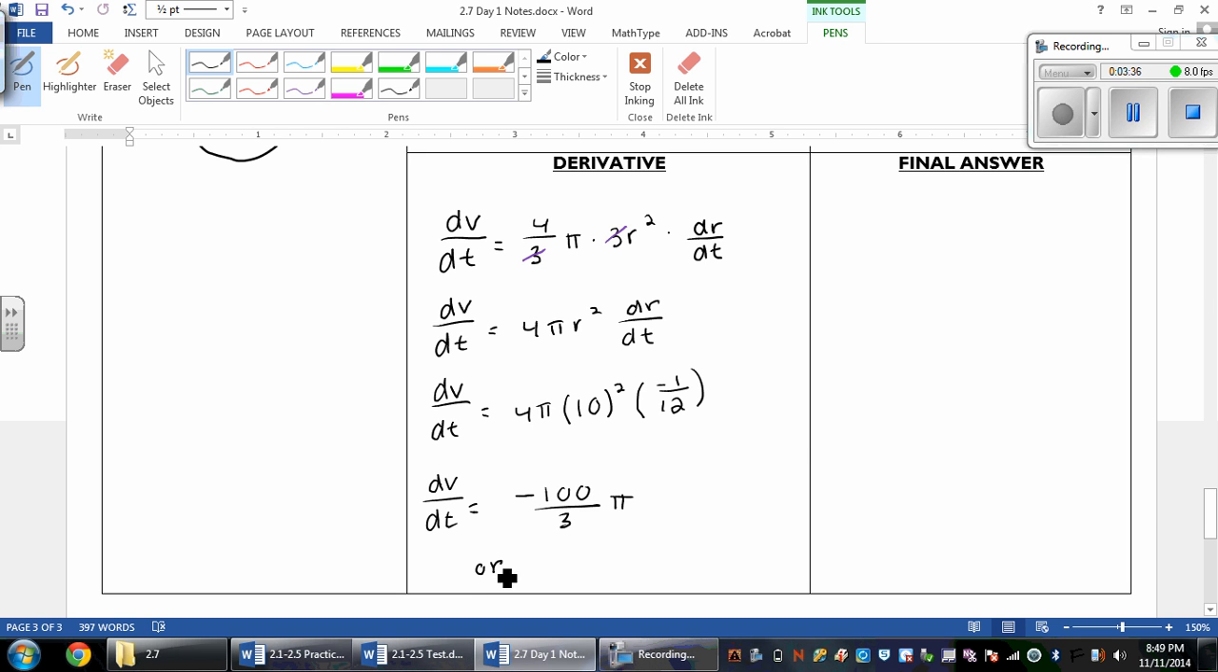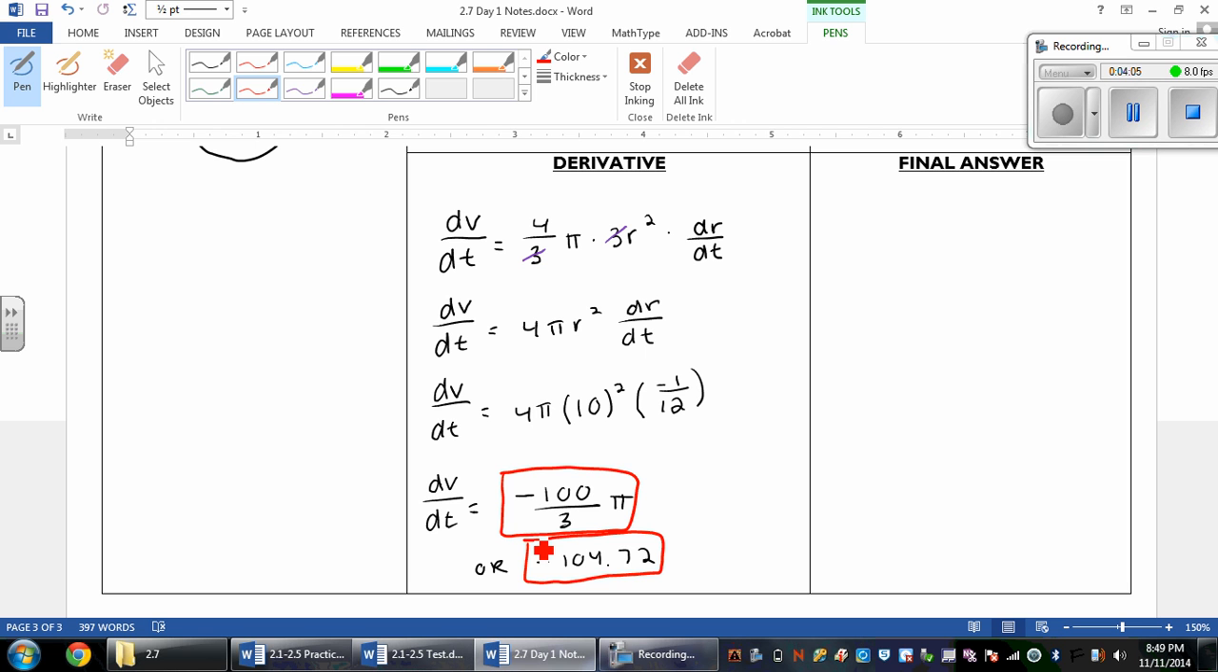Or, if you decide to multiply by pi, it would be negative 104.72 when you round to the hundredths. Okay? So that would be my dV dt. dV over dt. So that's how fast my volume of my snowball is changing. It's going to be negative because remember, my volume of my snowball is decreasing because it's melting.